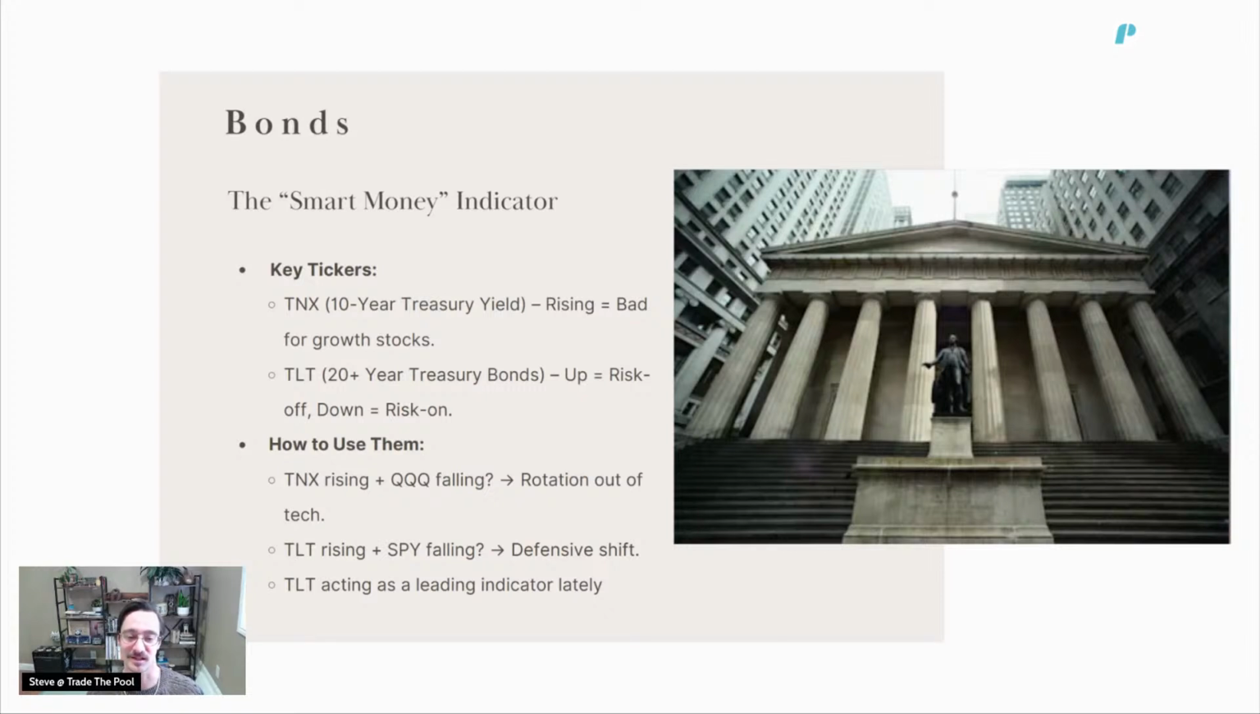So yeah, TLT recently, I do want to say it's acting as a leading indicator, and it's very interesting to me. I haven't run the numbers completely. This is just kind of vibes, but it feels like they are operating in lockstep, and we are losing some of that correlation of SPY up, bonds down, and vice versa. So I've been watching TLT and having that up on my screen, and often the move in TLT will lead the move in SPY. So it's something to consider.